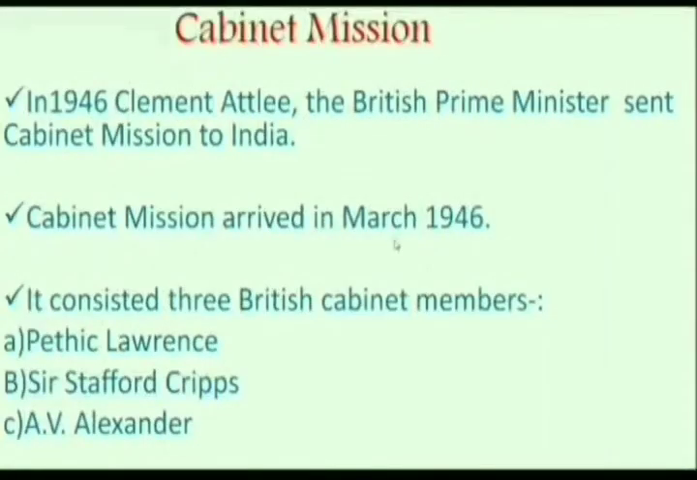In 1946, the British Prime Minister Clement Attlee sent a cabinet mission to India to discuss the possibilities of transferring powers from the British government to Indian leadership. The cabinet mission arrived in India in March 1946. It consisted of three British cabinet members: Lord Patrick Lawrence, Sir Stafford Cripps, and A.V. Alexander.